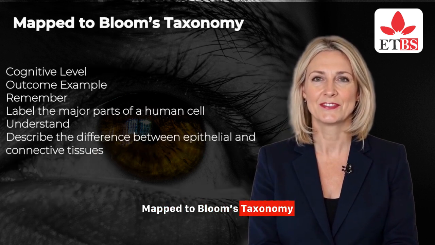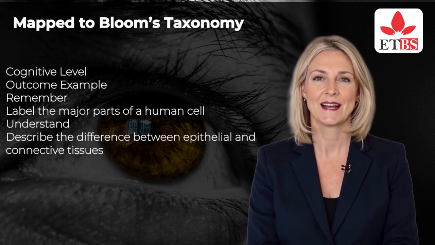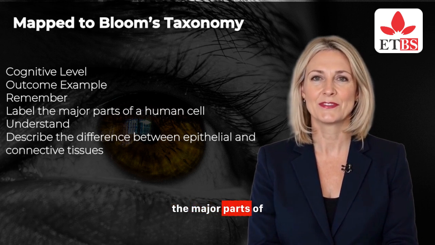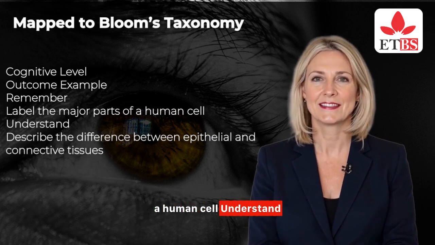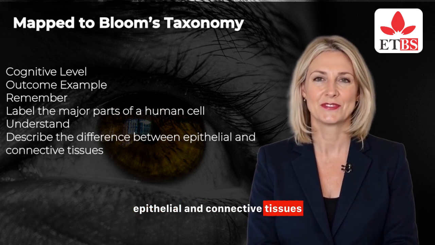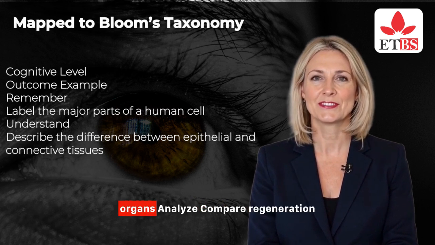Mapped to Bloom's taxonomy. 1. Cognitive level. 2. Outcome. Example: Remember, label the major parts of a human cell. Understand, describe the difference between epithelial and connective tissues. Apply, identify types of muscle tissue in different organs.